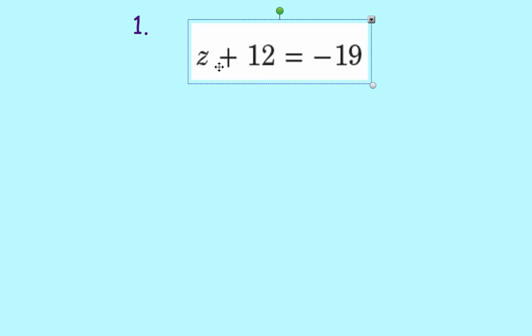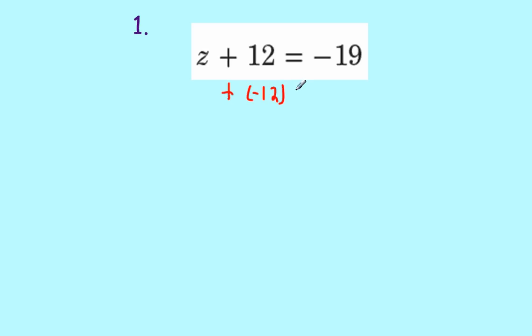We have z plus 12 equals negative 19. So what we do is make sure that we don't have any subtraction here. This is negative 19. And we're going to try to get our variable z by itself. To do that, we have to use the additive inverse property here. We're going to add the opposite of 12 because we want to turn 12 into 0. That will just leave us with z on the left side. To do that, we're going to add its opposite.